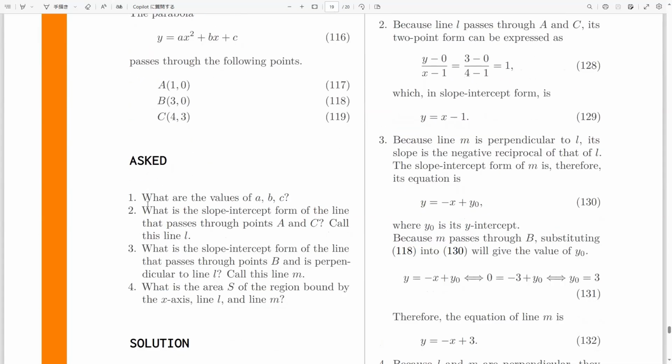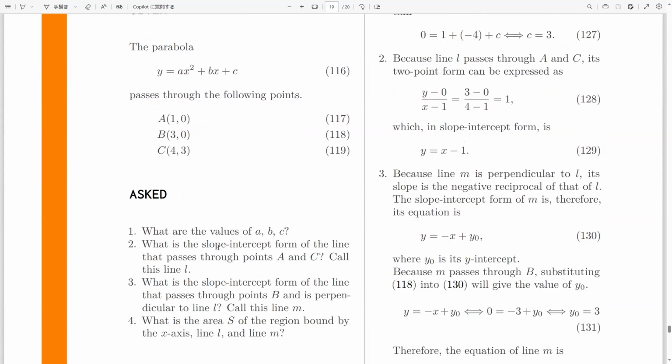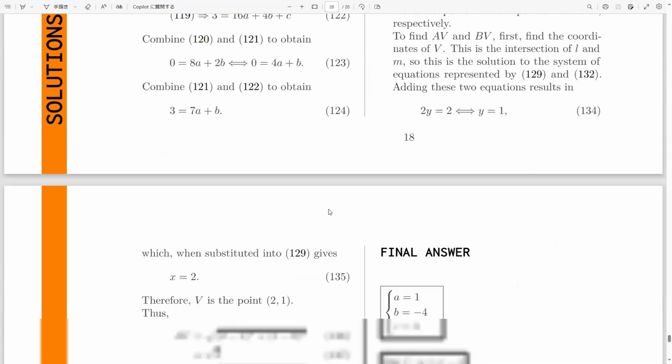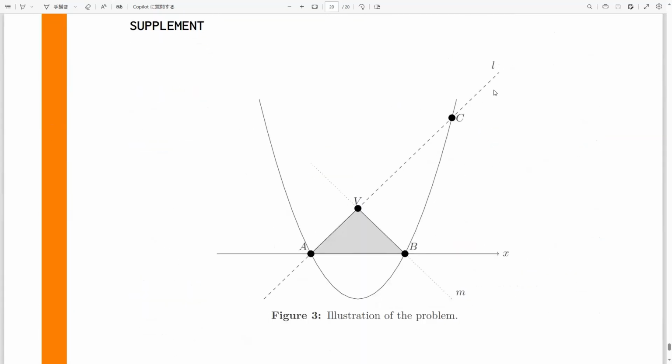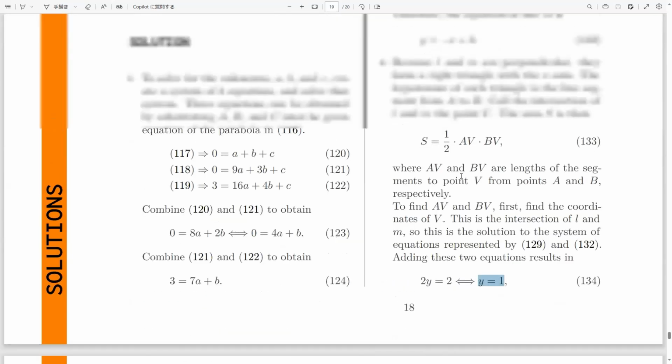So now we've solved the first problem, which is asking us for the values of A, B, and C. The next problem is we want to get the equation of this line L, okay? This line L passes through A and C. To do that, we use the two-point form because we have the points A and C, so we can just use that.